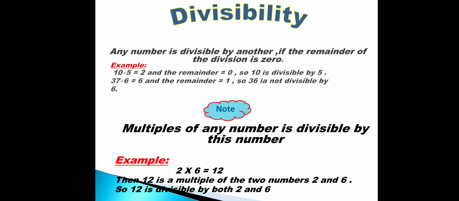How does this work? Example: 2 times 6 equals 12. Then 12 is a multiple of the two numbers 2 and 6. So 12 is divisible by both 2 and 6. 12 is divisible by 2 and divisible by 6.